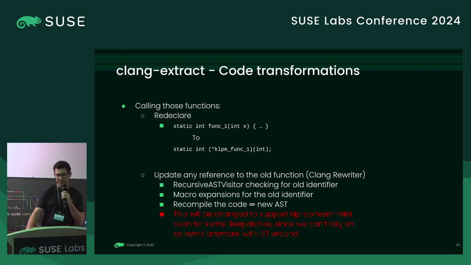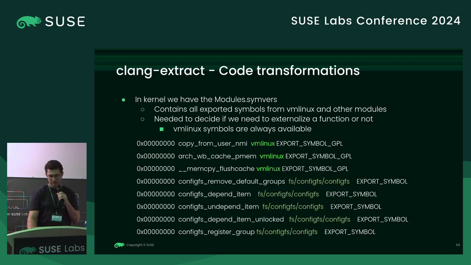But that will change soon, since now we have IBT enabled on the kernel, and we can't rely on ko-sims anymore. It's not explained in the talk, but for the kernel side, we just need to recheck this soon.